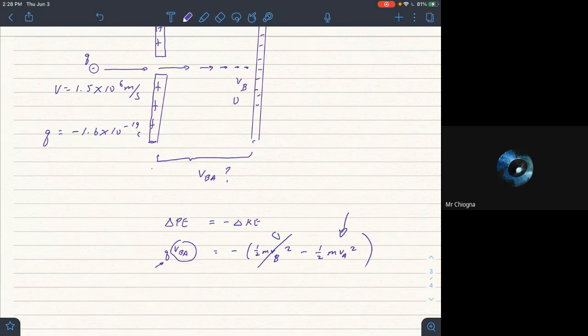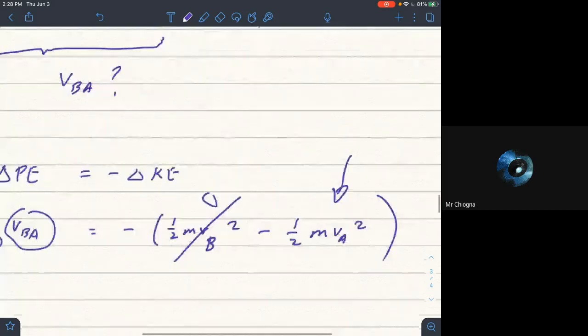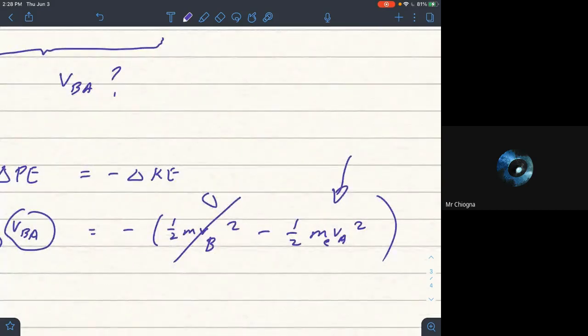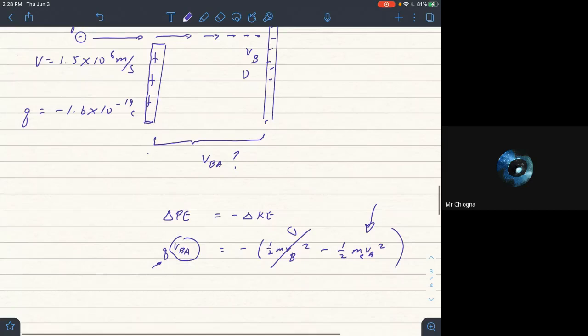You have the mass of an electron? Yeah, you can look it up. You have the initial speed at point A. That's your VA, by the way. Yes, you do. Not zero. It's 1.5 times 10 to the 6, 1.5 million meters per second. So you can solve for your potential difference.